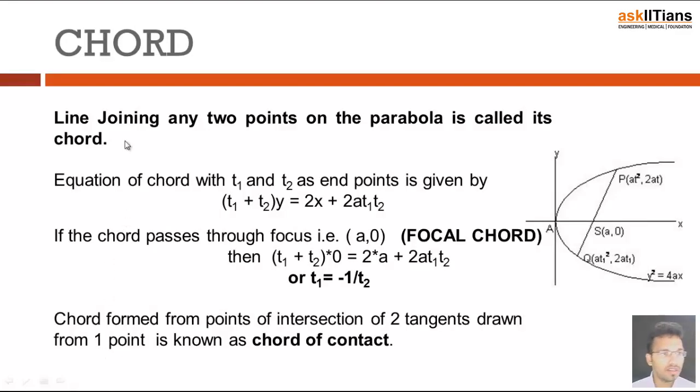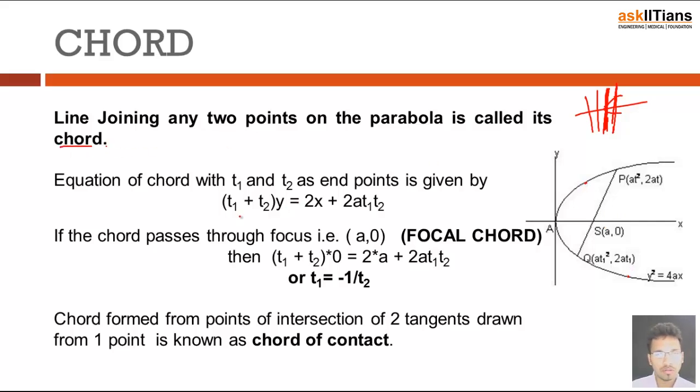Starting with the definition of the chord, the line joining any 2 points of the parabola is called its chord. As I mentioned, the important lines when we are talking about the parabola are three lines I've drawn. We have already discussed many properties of those, and still we will discuss some more. The one we are taking now is the chord. You can take any 2 points on the parabola and join them, and that will be a chord.